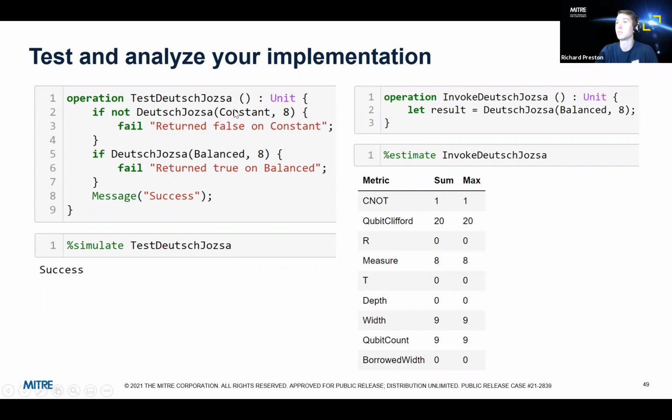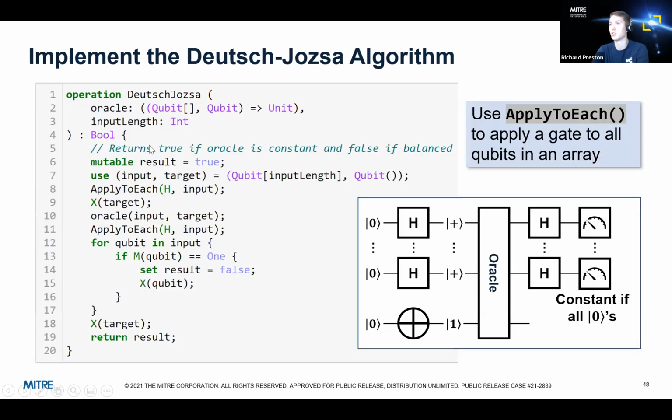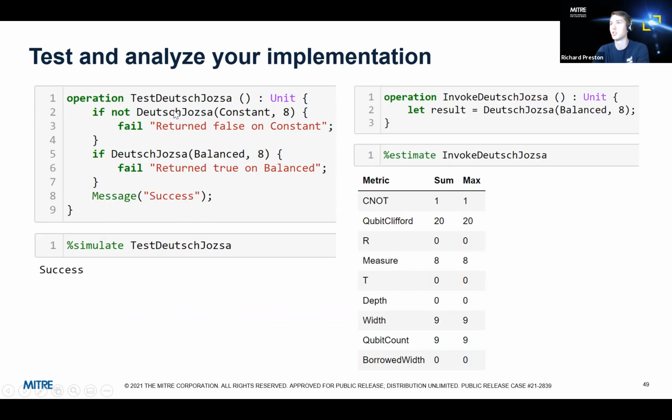But what we expect is, this is a typical way of writing unit tests. You expect this to return false. Sorry, you expect this to return true because we said constant. Return true if oracle is constant and false if it's balanced. So this one we expect to return true, and if it doesn't, then it's a failure. And this one we expect to return false because it's balanced, so if it returns true, then it's a failure. Otherwise, it's a success. So if you did it correctly and you write this test and simulate it, then you should get a success.